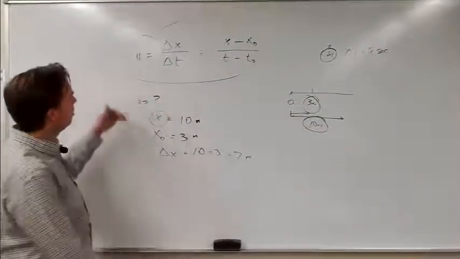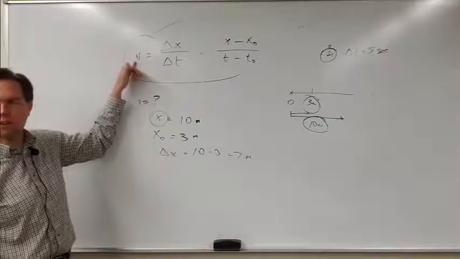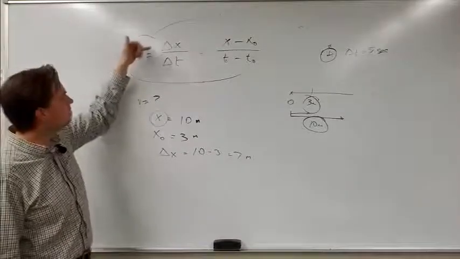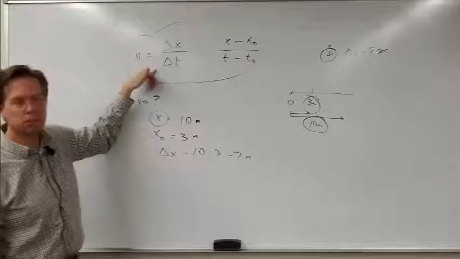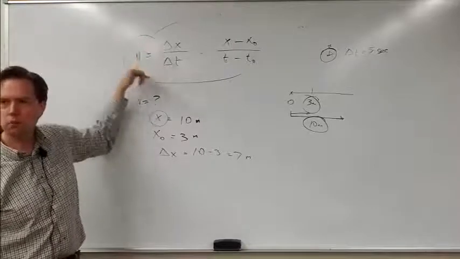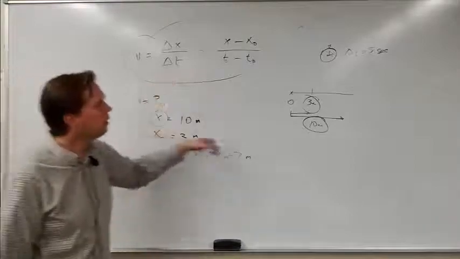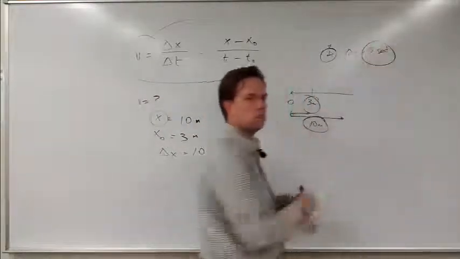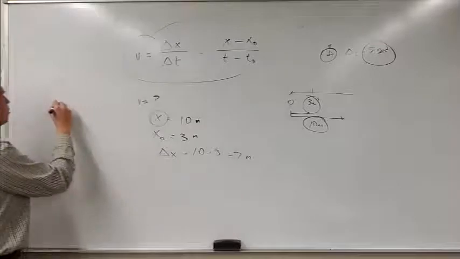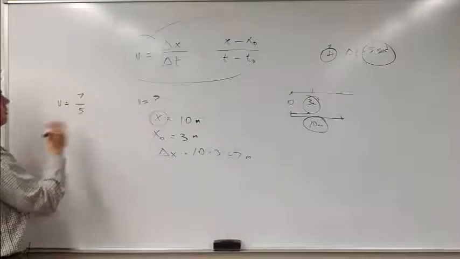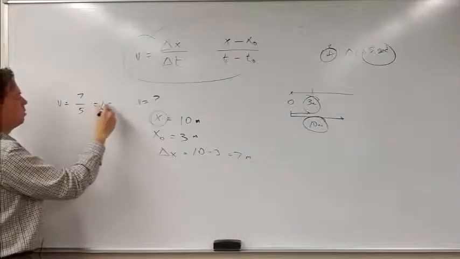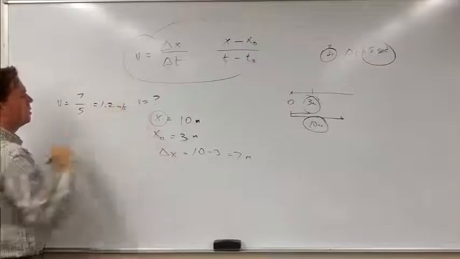So anyway, what we're looking for here to calculate the velocity is a numerator and a denominator, right? So we've got the numerator. What's the denominator? The denominator is the amount of time that passes. Well, that's right here, 5 seconds. So final answer in this simple example is going to be 7 divided by 5, which is 1.4, I guess, meters per second, right?